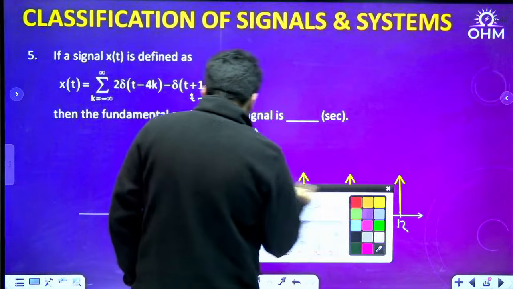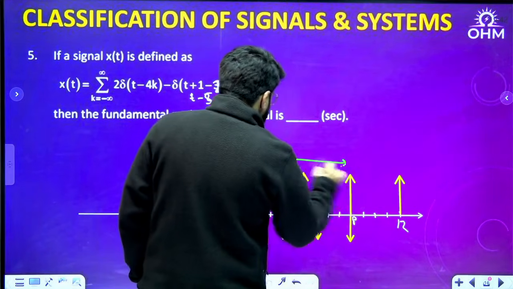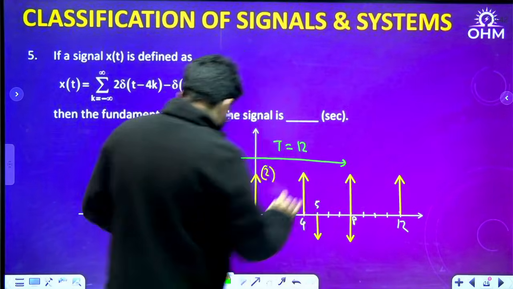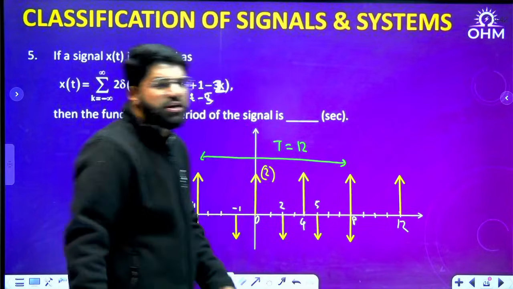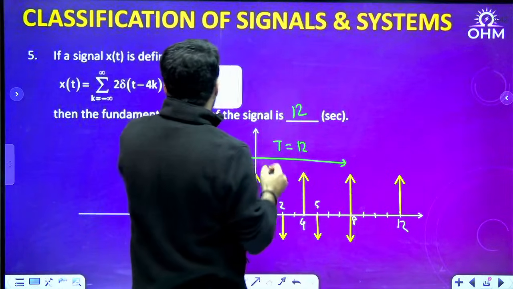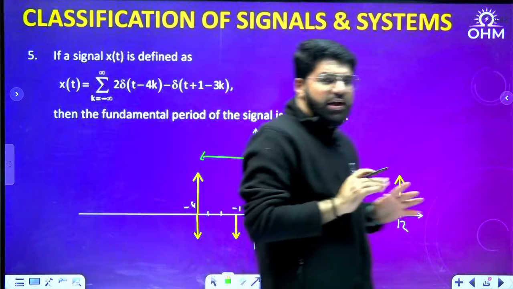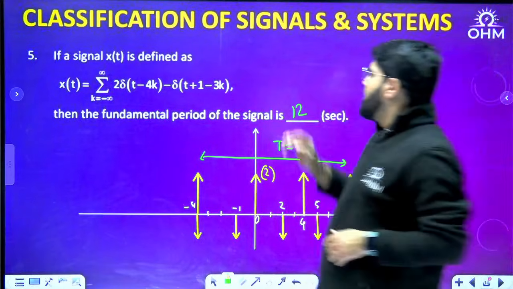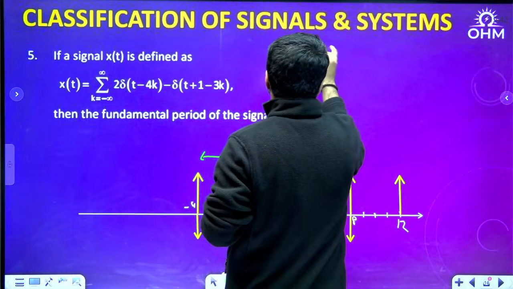So what is that repetition gap? This is the time period which is equal to 12. From minus 4 up to plus 8, how much is the distance? It is 12. So the fundamental period of this signal is equal to 12. Now you can see one thing: what is a direct simple way if we don't want to plot it?